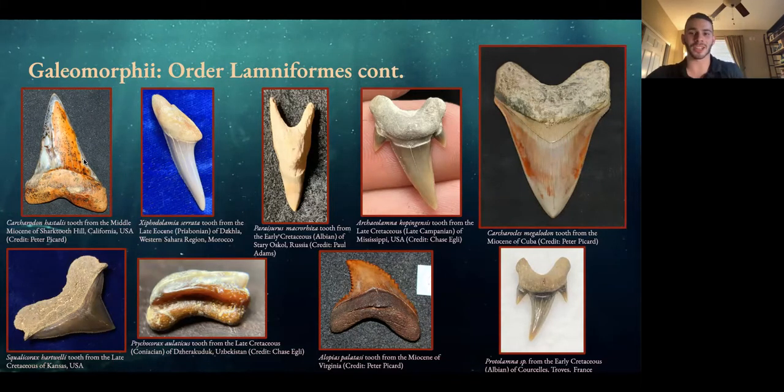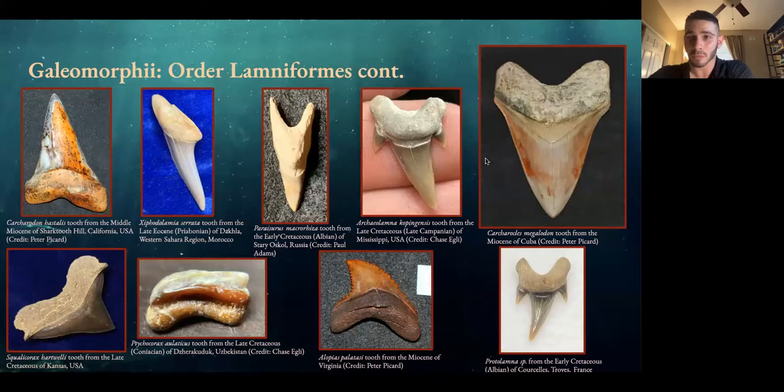Contrary to what you might see on Facebook and online, these are not Mako shark teeth. If these were Makos, you would have to call the great white a Mako as well, which I don't think we're prepared to do. And lastly, what lamniform group would be complete without Carcharocles megalodon, which is the largest macro predatory shark to have ever lived? This tooth right here is from Cuba.